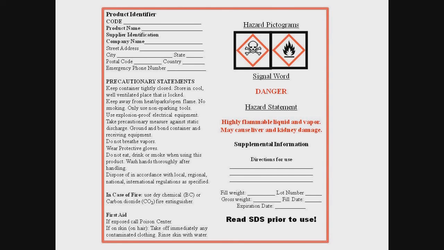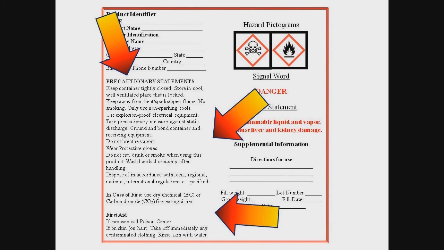Other items required to be on GHS labels include precautionary statements. These are phrases that describe recommended measures that should be taken to minimize or prevent adverse effects resulting from exposure to a hazardous chemical or improper storage or handling. The precautionary statements would be the same on the label and on the safety data sheet for the product.